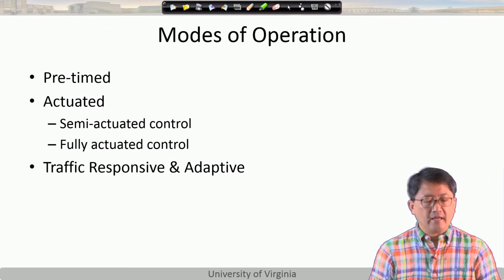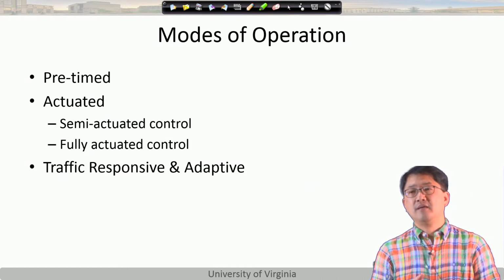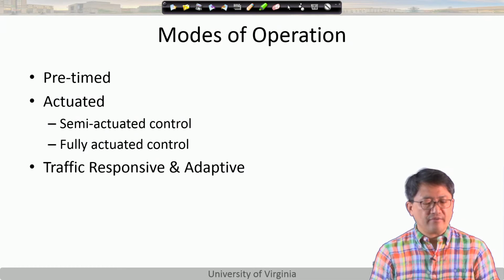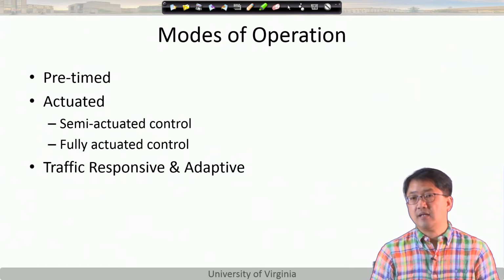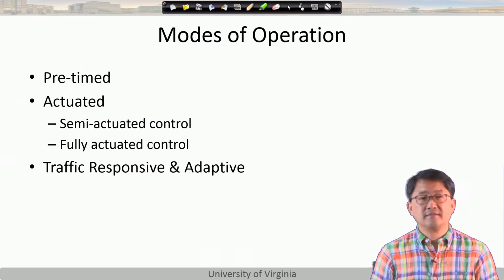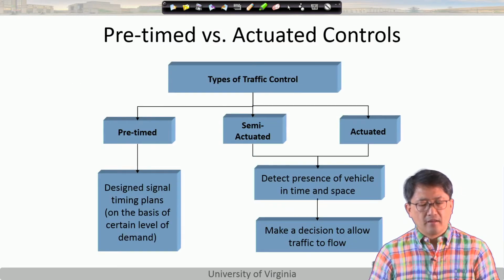And later, actuated is trying to be smarter than pre-timed. The whole idea is to provide green where it is needed. And then there are also traffic responsive and adaptive signals. These are well deployed in the US, Canada, and even Singapore and other countries. But most of the time we deal with pre-timed and actuated.